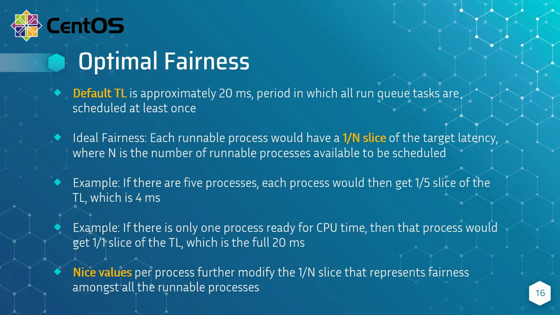Do note also the nice values per process. They further modify this 1 out of n slice that represents fairness amongst all the runnable processes, and this is how we can enforce the priority levels.